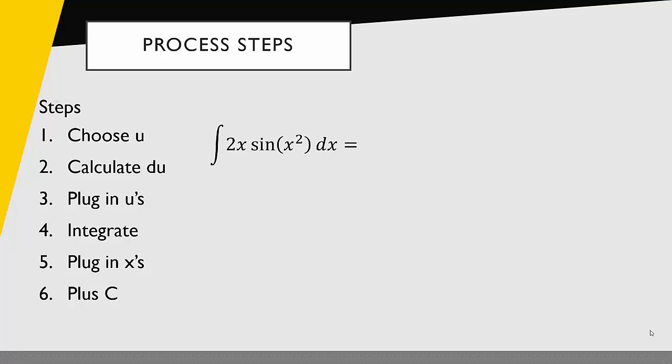So we're going to look at this integral, the integral of 2x sine of x squared dx. All right, first step is to choose u. I'm looking for an inside function whose derivative is the other factor of the integrand. I'm going to let u equal x squared in this case.